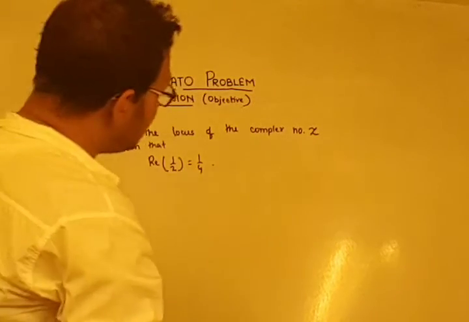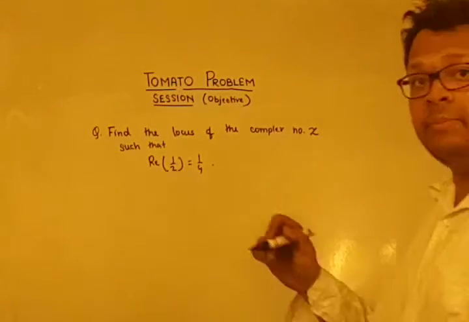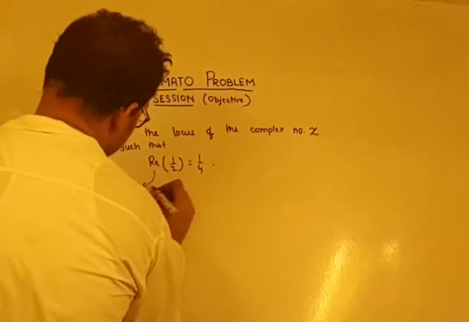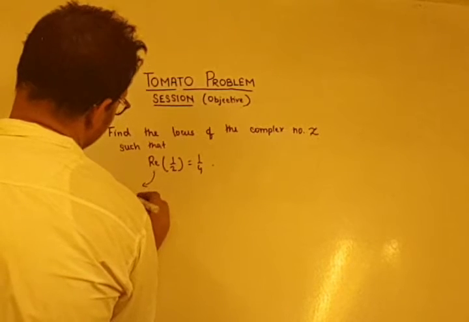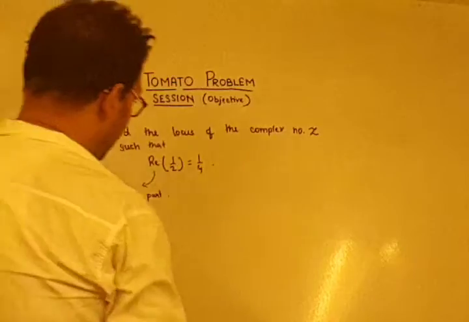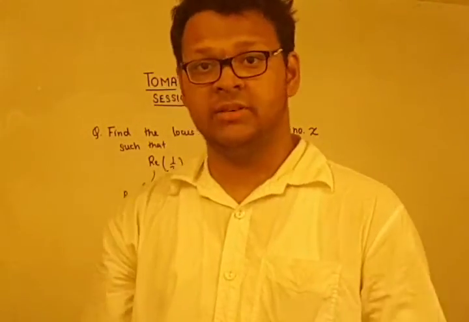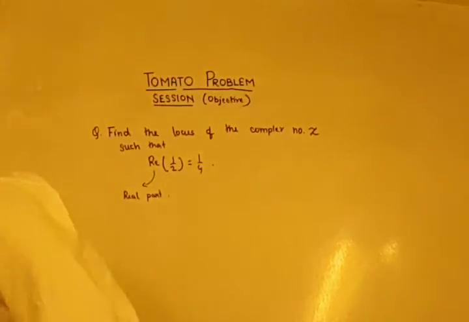The question says: find the locus of the complex number z such that Re, which means the real part of the complex number. Every complex number, as you know, has both parts, real and imaginary. So this is the real part. So the real part of 1 by z is 1 by 4. So you need to find the locus. And again, I give you some time to solve and approach this problem.